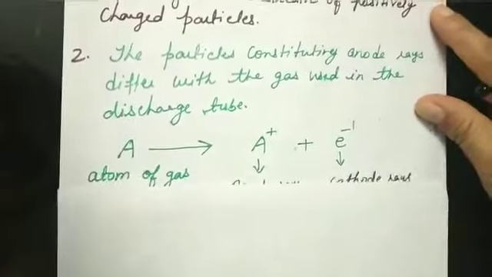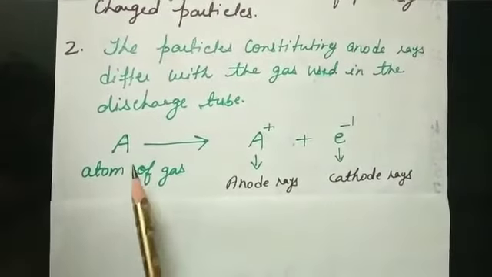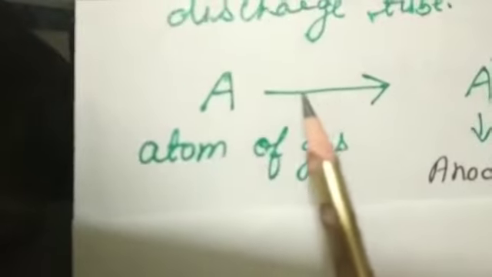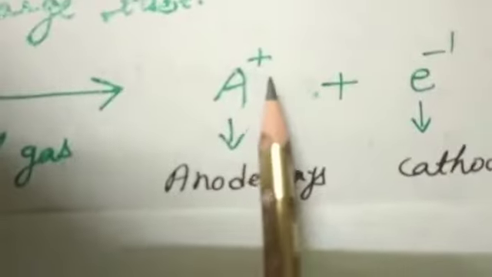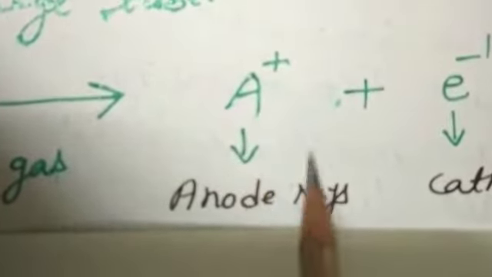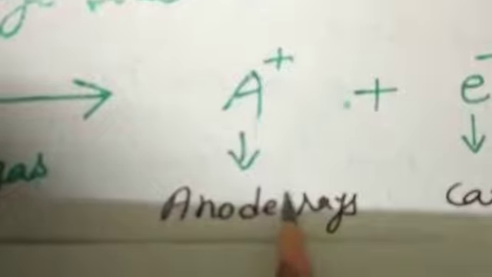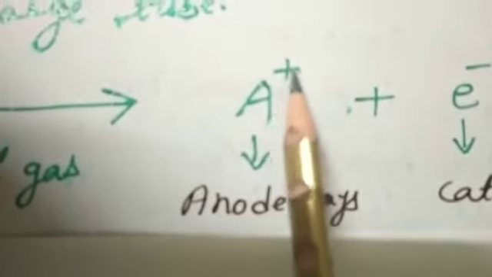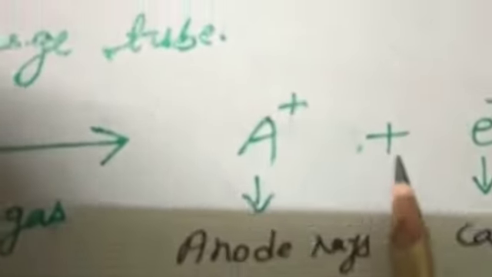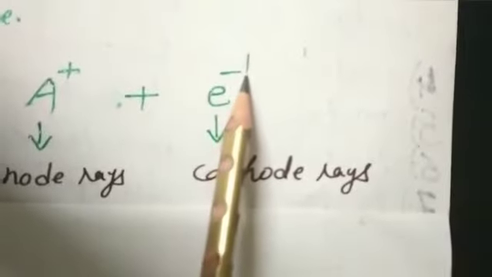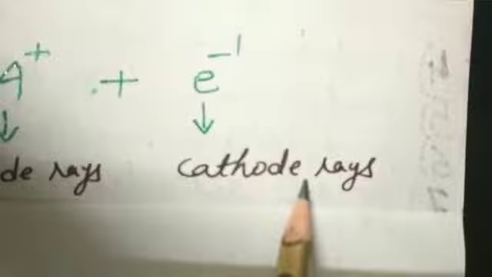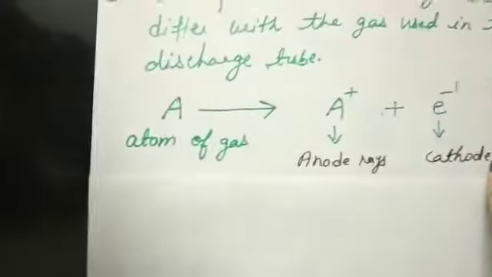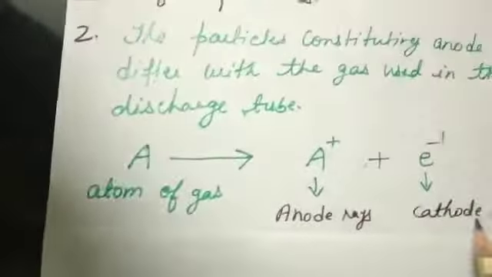Now students, at the end you see here, suppose this is an atom of a gas. This atom actually consists of particles. The anode rays are positively charged, so here positive charge is there, plus negatively charged electrons are there in an atom, which we have given the name cathode rays. So this is all about the discovery of proton.